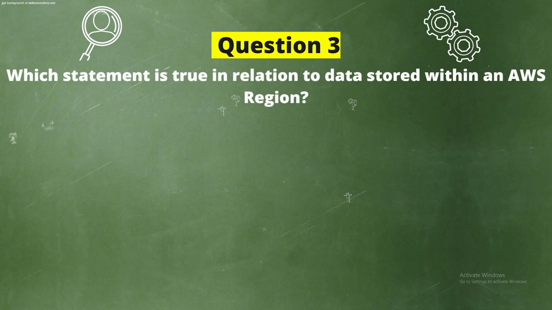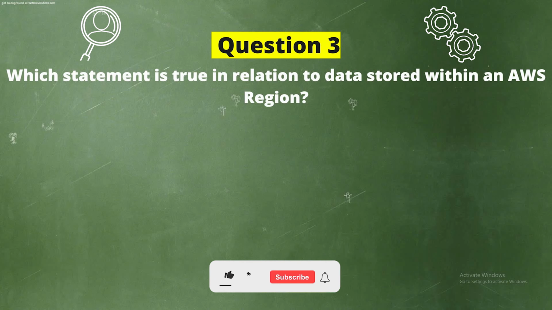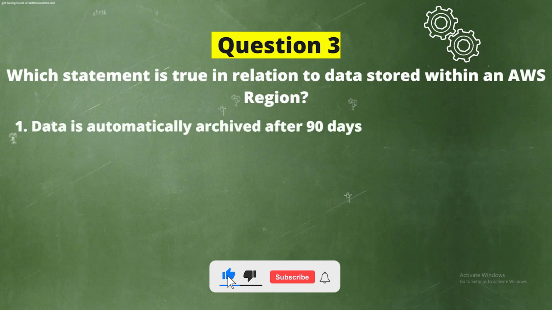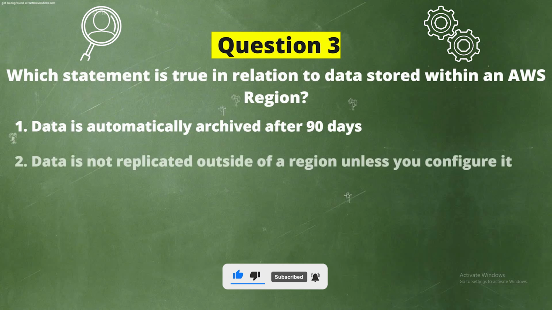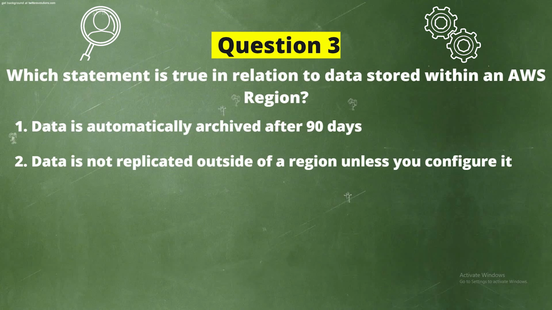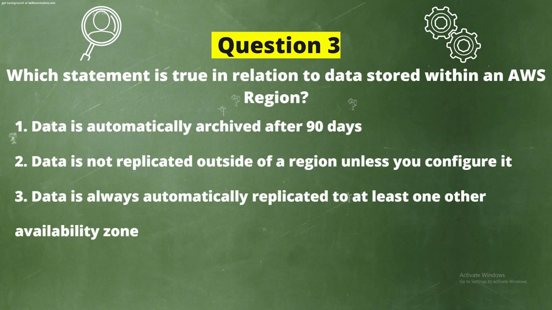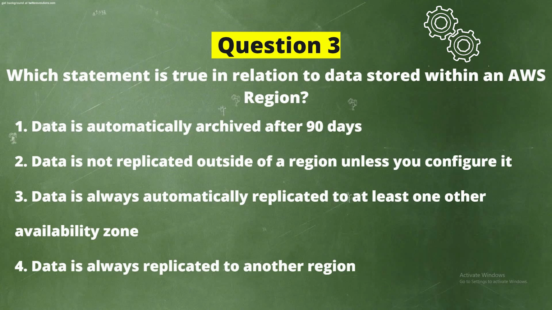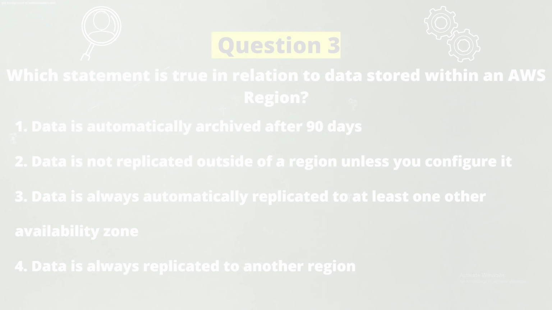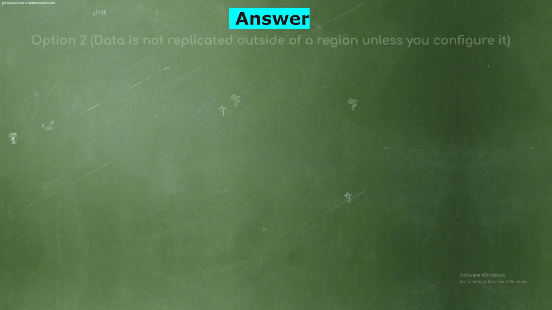Question 3. Which statement is true in relation to data stored within an AWS region? Option 1. Data is automatically archived after 90 days. Option 2. Data is not replicated outside of a region unless you configure it. Option 3. Data is always automatically replicated to at least one other availability zone. Option 4. Data is always replicated to another region. And the correct answer is option 2.